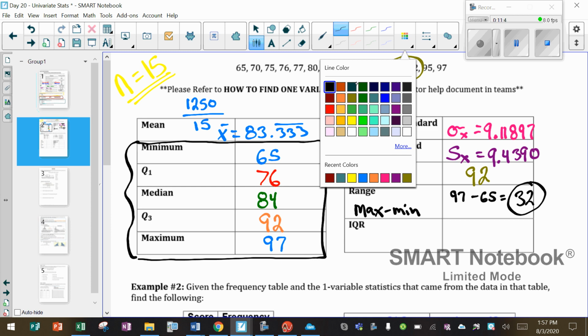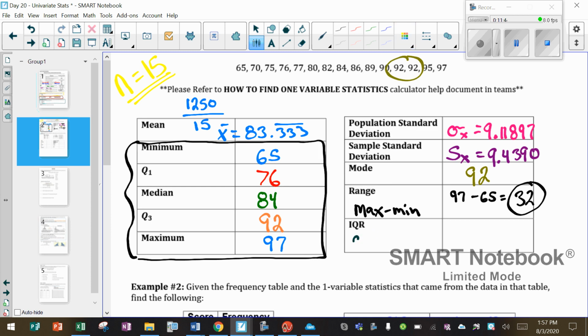The IQR, interquartile range, that's when you subtract the upper quartile score, Q3, minus the Q1. That means in this case we're doing 92 minus 76. And if you go to your calculator and do 92 minus 76, you'll get that the interquartile range is 16.